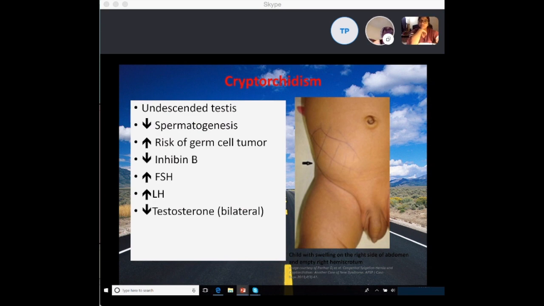So we're getting a decrease in inhibin B, which is what Sertoli cells make to inhibit FSH. So because of that, FSH goes up. And testosterone is only going to decrease if they're bilateral. And that probably has to do with the testosterone feedback from the increased LH and FSH.